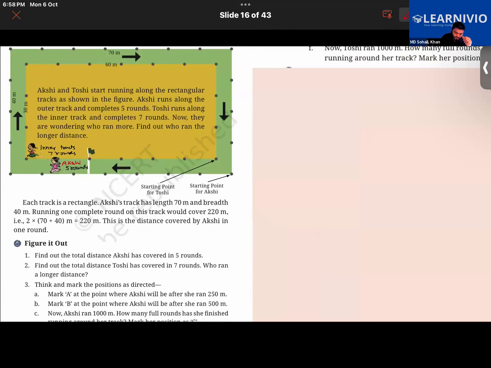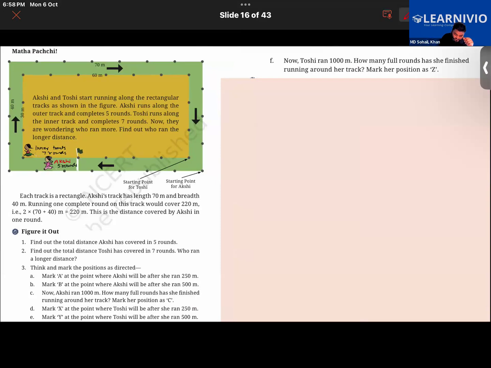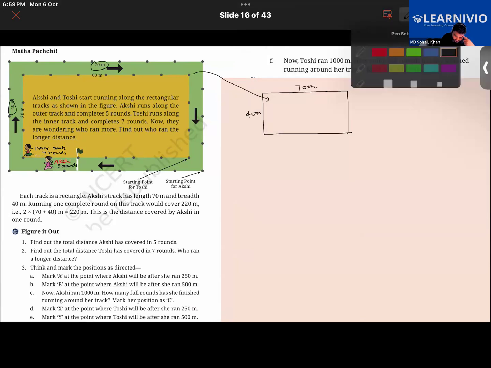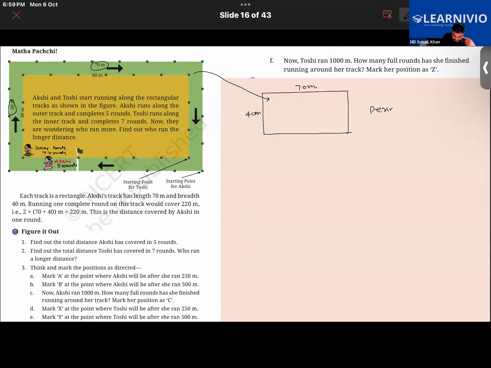In order to find out who ran more, we are first of all going to find the perimeter of the outer track. What is the length of the dimension given here? 70 meter by 40 meter. Okay, 40. This one and this one, 70 by 40. I'm talking about the outer track. So its perimeter is going to be how much?